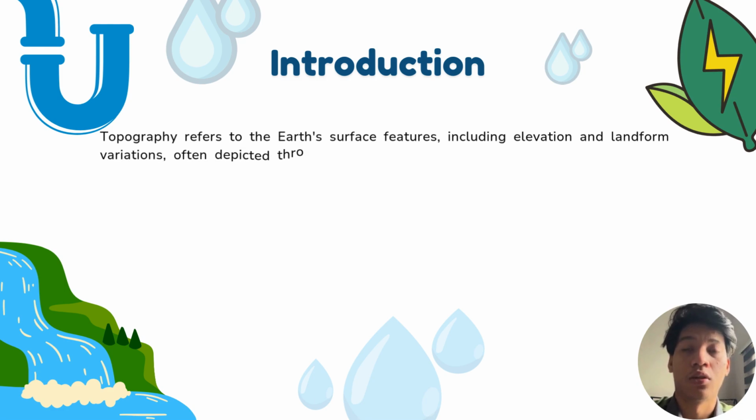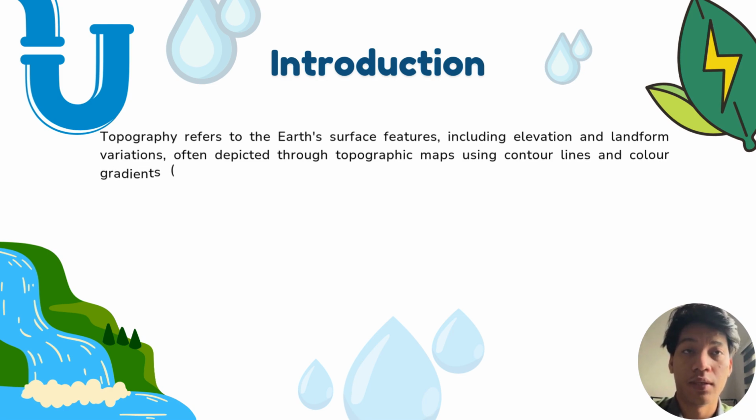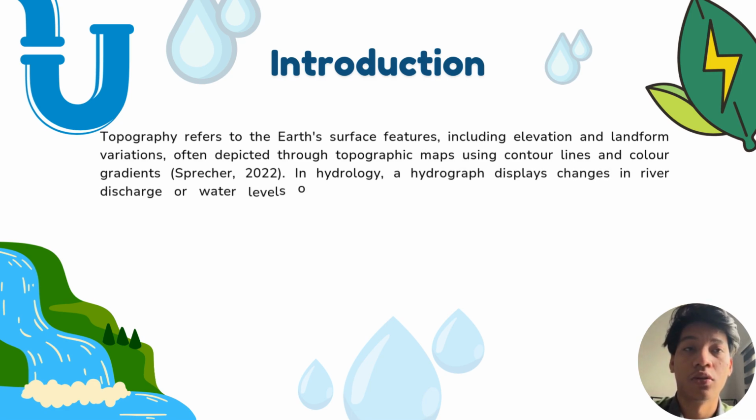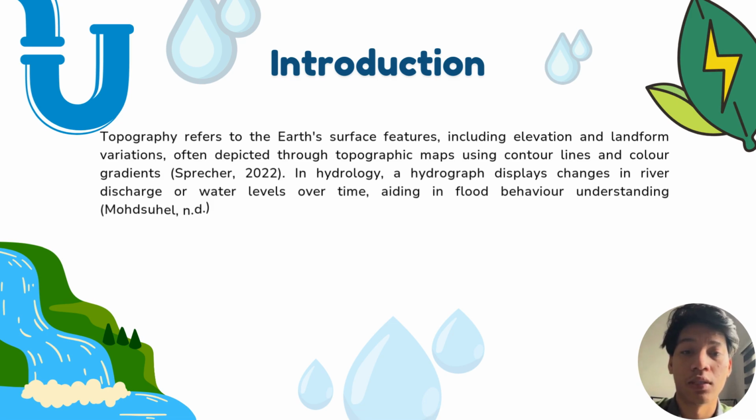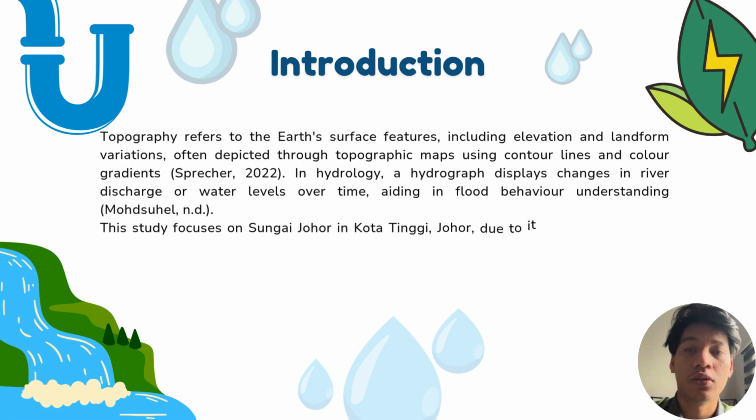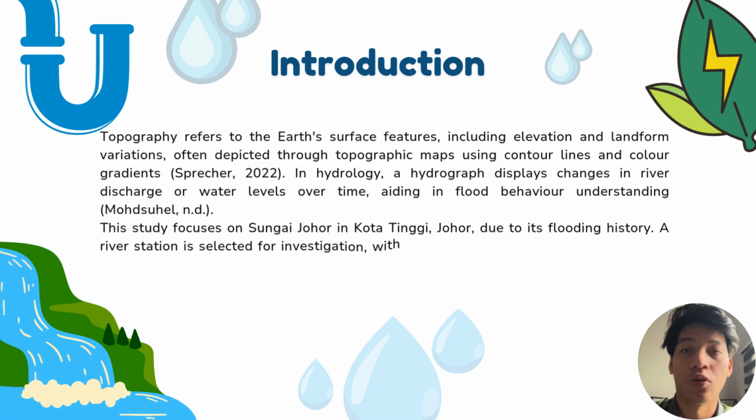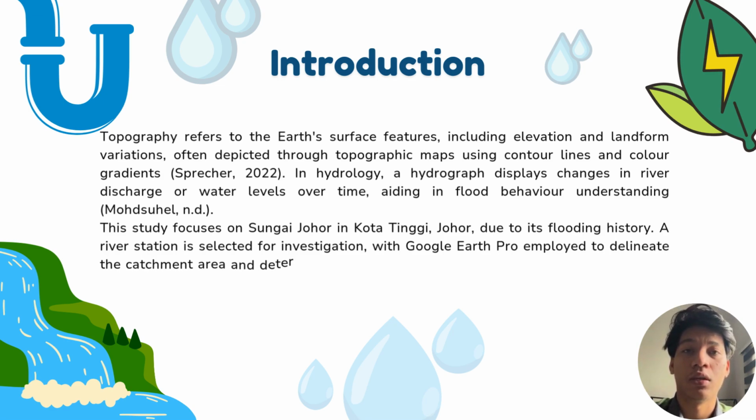For this part, topography describes the physical features of the Earth's surface, such as elevation and landform. These features play an important role in hydrology because they influence how rainfall flows across the land and enters the river system. To understand river behavior, hydrologists often use a hydrograph, which shows changes in river discharge or water level over time. Hydrographs are especially useful for analyzing flood events.